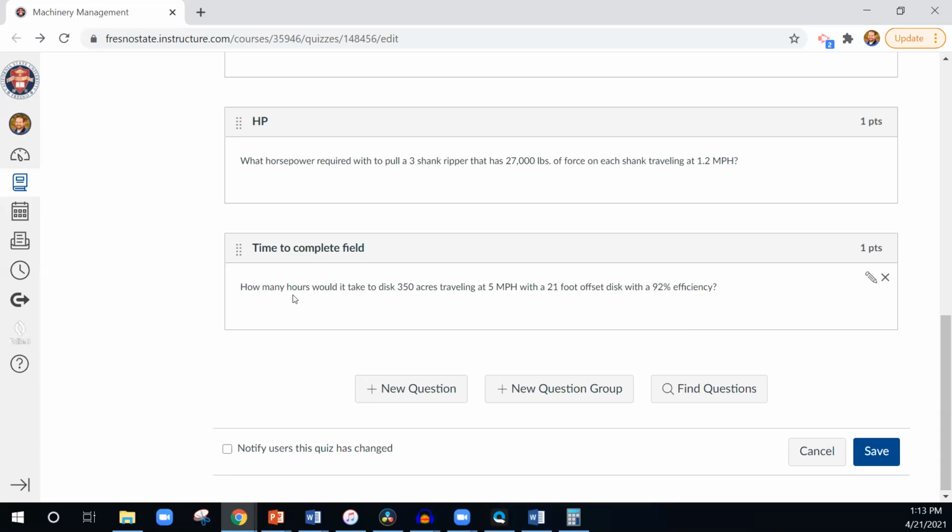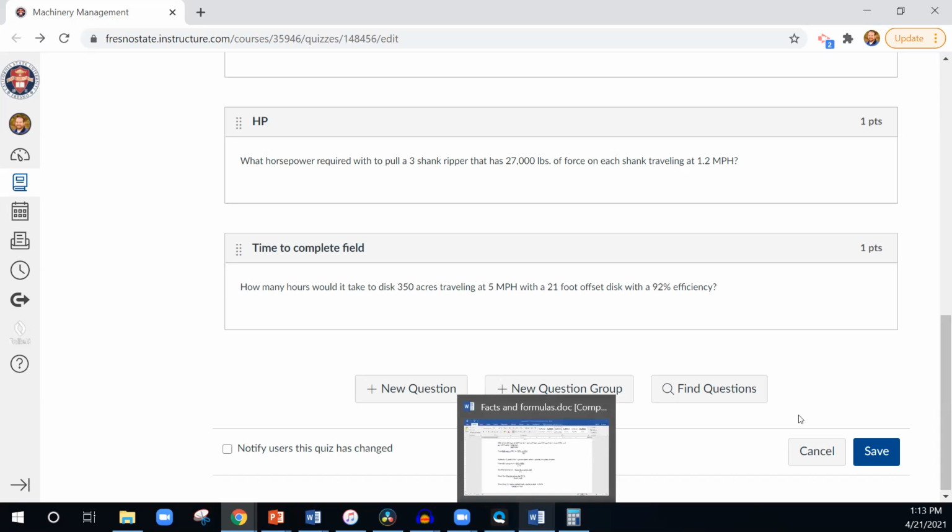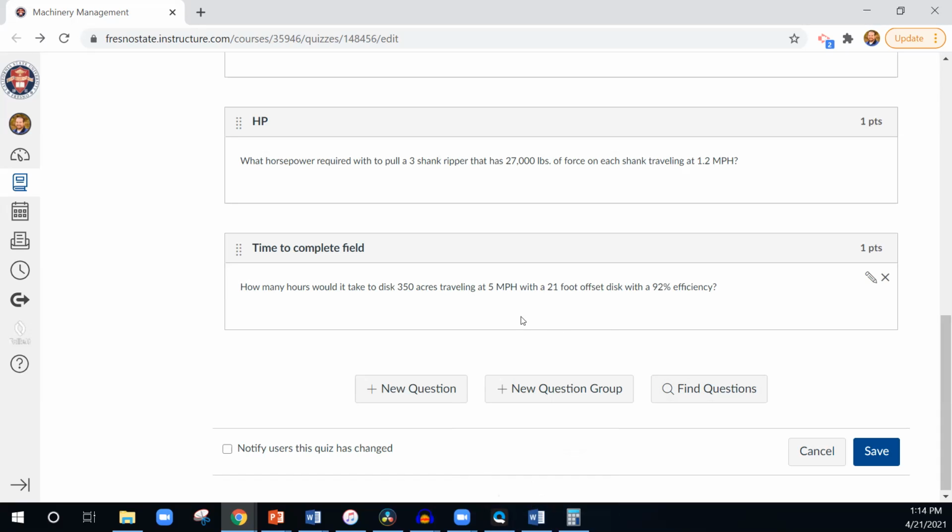So number 5, time to complete the field. How many hours would it take to disc 350 acres traveling at 5 miles per hour with a 21-foot offset disc with a 92% efficiency? So this one is kind of a 2-step process here. And some of it we don't actually have an equation for, just because we don't necessarily need an equation.